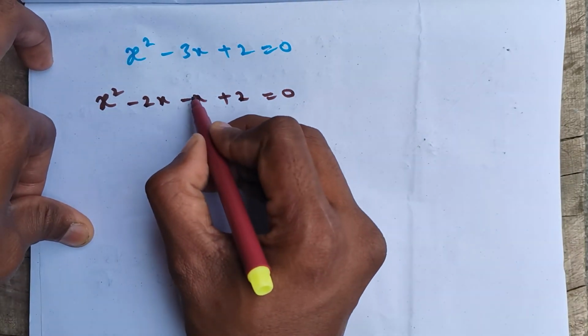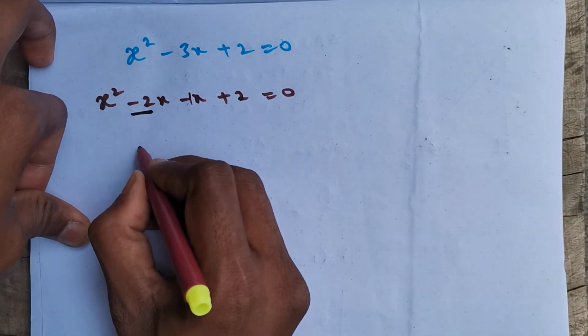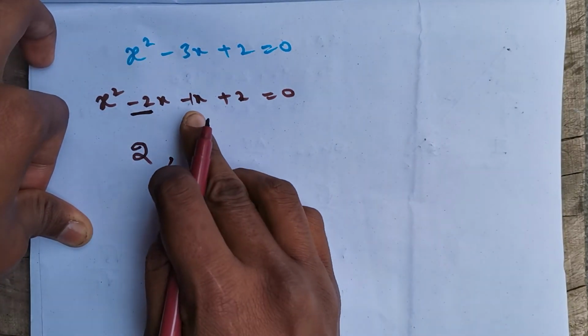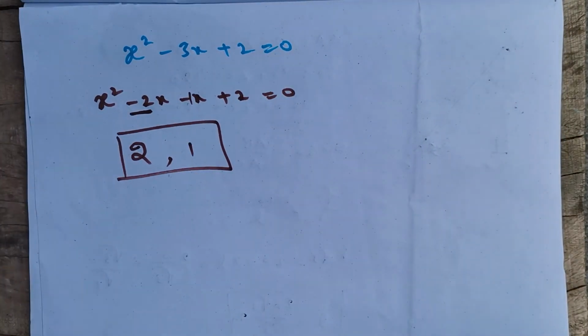Here minus x also can be written as minus 1x. Here minus 2 is there, then one of the zeros is plus 2. Here minus 1 is there, then one of the zeros is plus 1. So the roots are 2 comma 1 for the given equation.